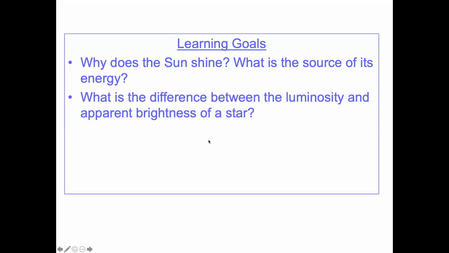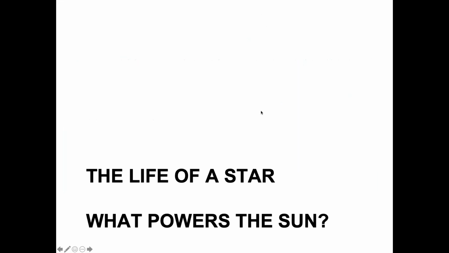So right now we're going to start by looking at two things. Why does the sun shine? Where does this energy come from? And how do we differentiate between luminosity and apparent brightness? We can just call that brightness. We don't need to include the word apparent, but it's helpful in conveying what it is that we're talking about. So let's start with the life of a star. What powers our sun?